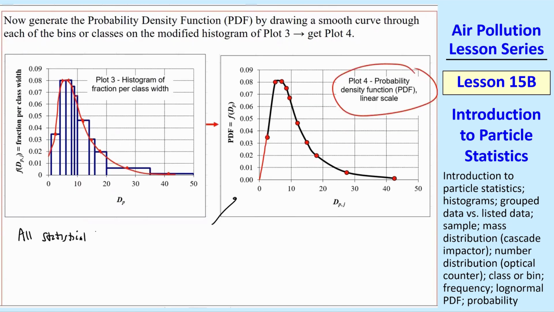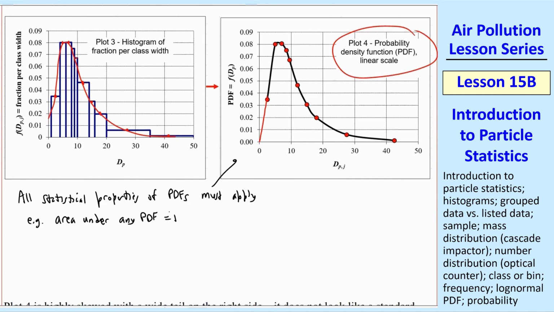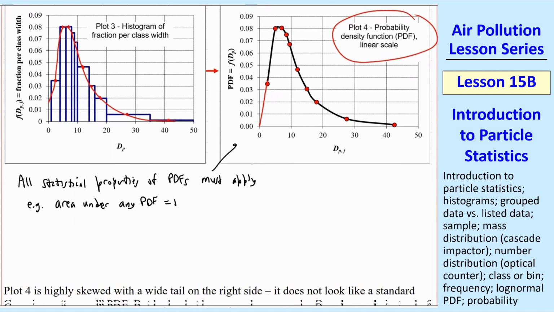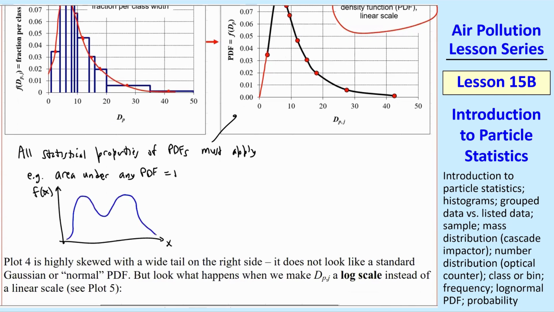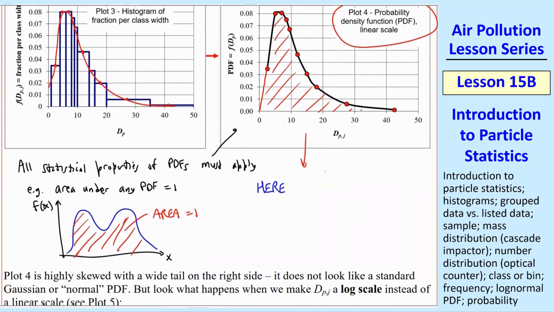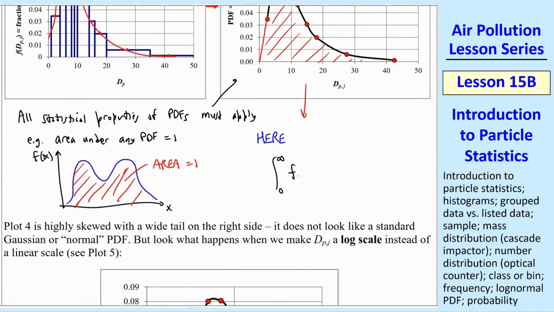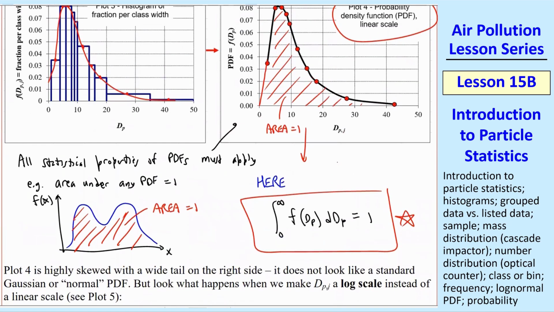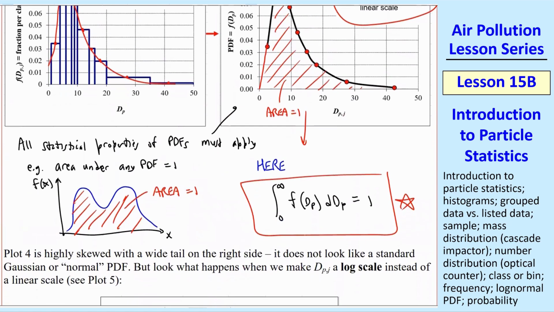For a PDF, all the statistical properties of probability density functions must apply. For example, you may remember from statistics that the area under any PDF has to equal 1. Even if we have some bimodal distribution or something, the area under the whole curve has to be 1. Here that has to also be the case. In other words, the area under this curve has to be 1. Mathematically, the integral from 0 to infinity of f of dp ddp must equal 1. By the way, particles can't be of negative diameter, so we just go from 0 to infinity. Sometimes in statistics, you might have numbers that go negative, and then you'd go from negative infinity to infinity.